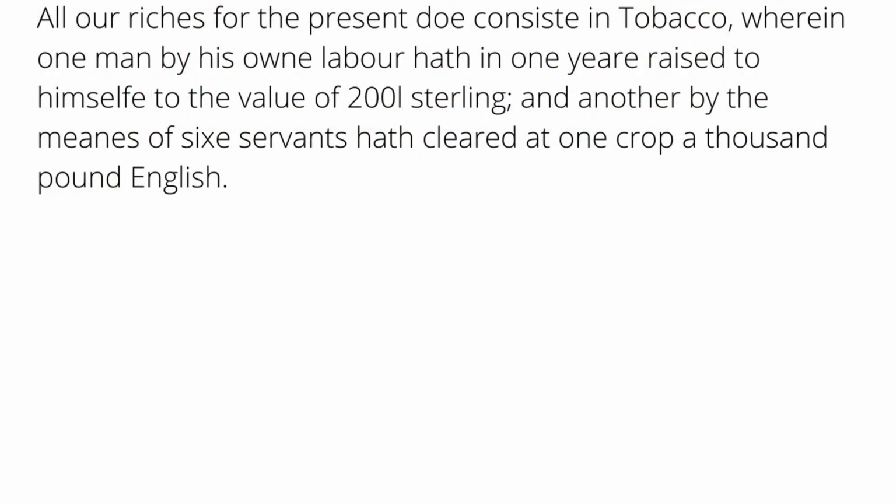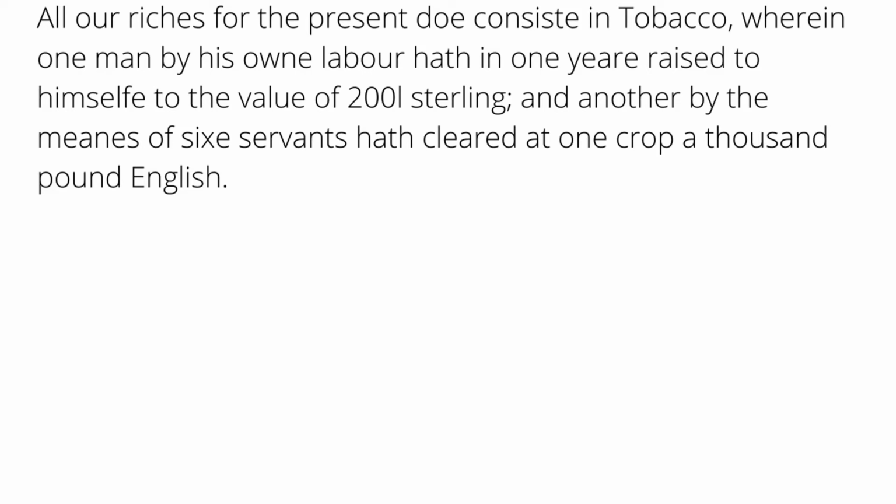John Pory, an English politician and writer, wrote about labor and the plantations in 1619. Let's have a look. "All our riches for the present do consist in tobacco, wherein one man by his own labor hath in 1 year raised to himself the value of 200 sterling."